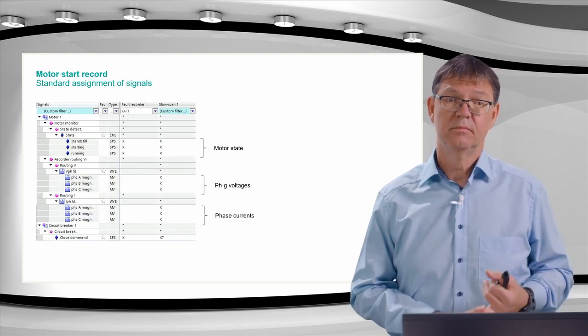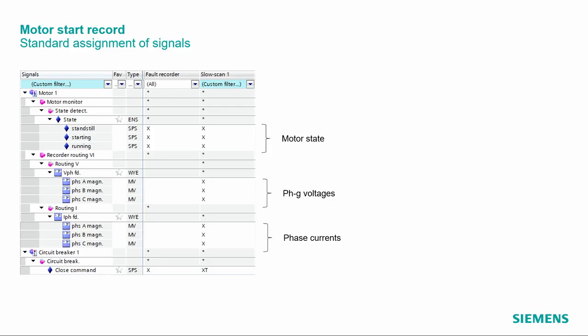This is what we have assigned per default as a factory setting. We see here the slow scan recorder, and here is a column for the classical fault recorder. So we use this for the motor start, because we trigger that with a close command of the circuit breaker. Also this can be discussed and changed. Here you see the TX. TX means the signal is registered, and the T means this is a trigger condition. Of course we can set anything as a trigger condition.